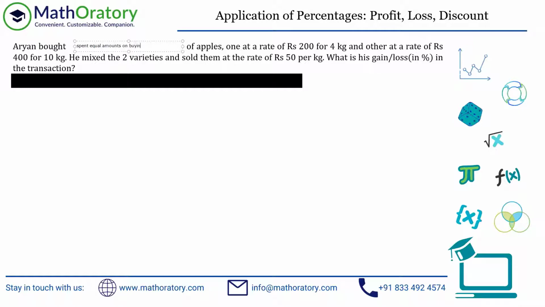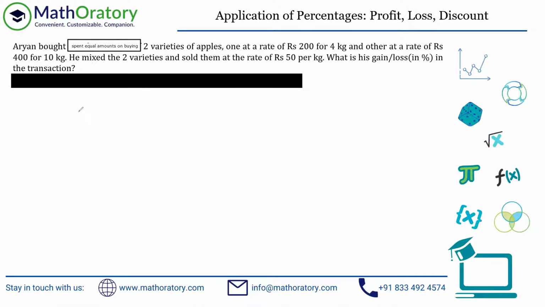I don't know whether this will fit in this block or not. So let me keep this up. Yeah, I think this should fit in. Okay, I hope this is visible. So Aryan spent equal amounts on buying two varieties of apples, one at the rate of this thing and this thing. So let me just show you this question as well, just a bonus thing.